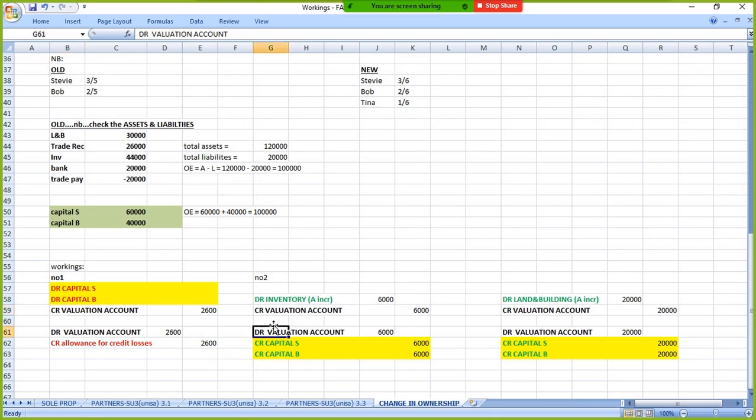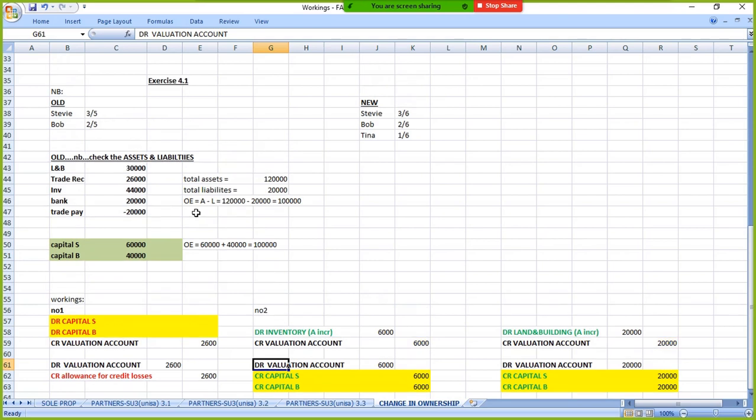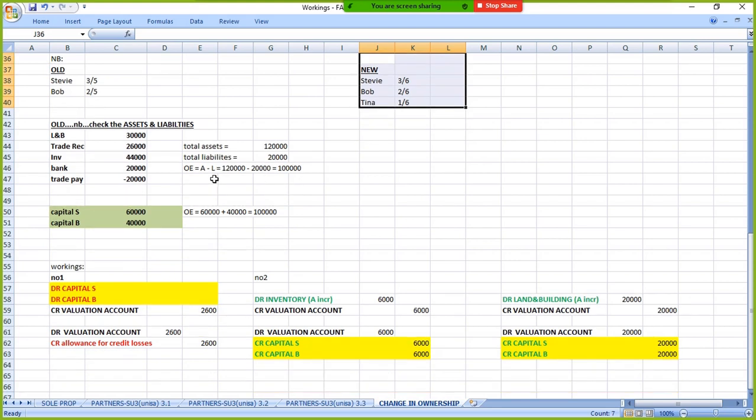Okay. I'm changing the form of ownership. I'm changing what we have here from Stevie and Bob to Stevie, Bob, and Tina. Yes. All right. So who gets the benefit of the valuation? We spoke about it earlier today. The old. So Stevie and Bob. Yes. So don't forget to use the right ratio. Don't use this ratio. Use that ratio.